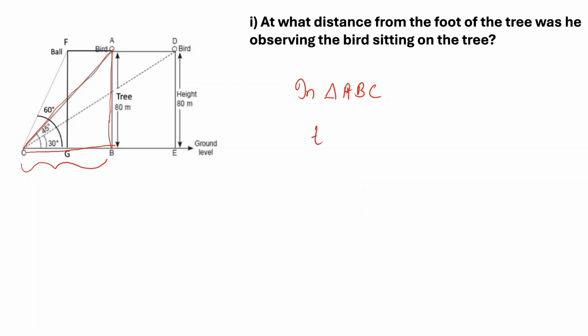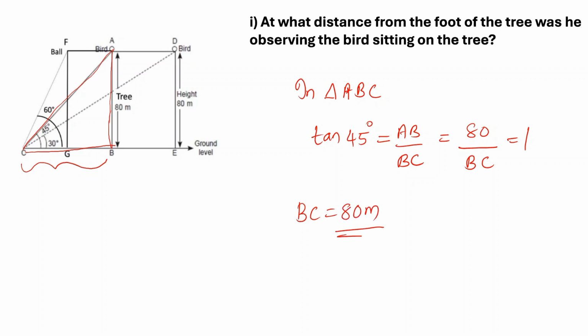can you say tan 45? Tan 45 degrees is opposite side by adjacent side, right? AB by BC. AB is 80 meter, divided by BC, which we want to find, and tan 45 is 1. So BC is 80 divided by 1, 80 meter. So the answer for the question is 80 meter.